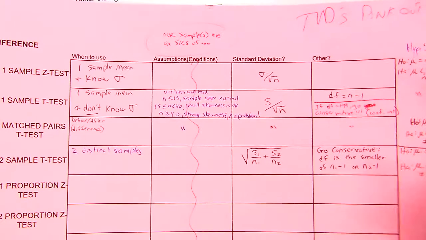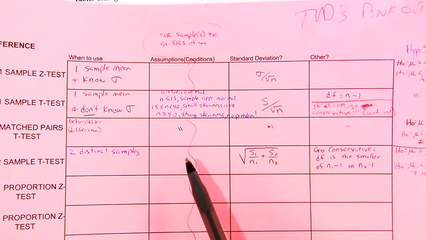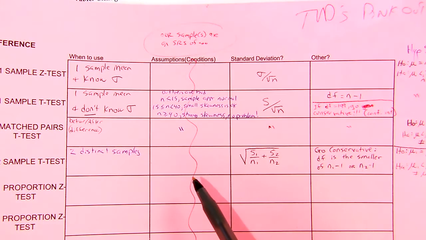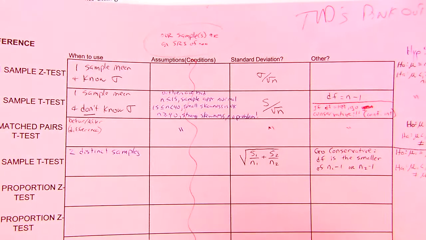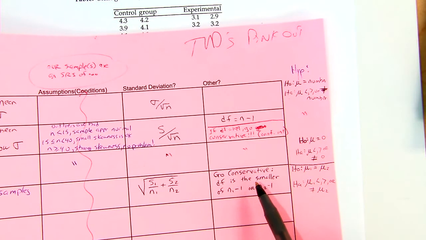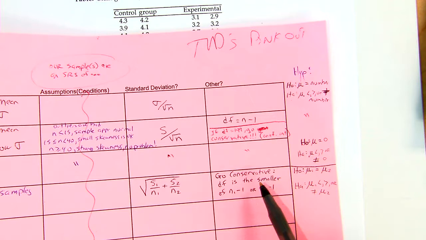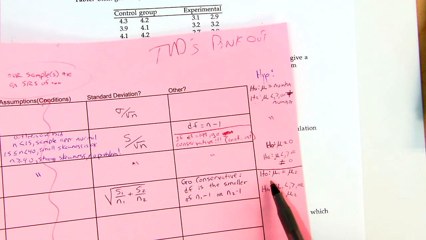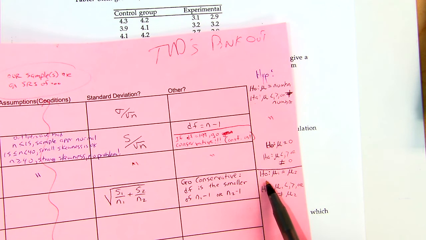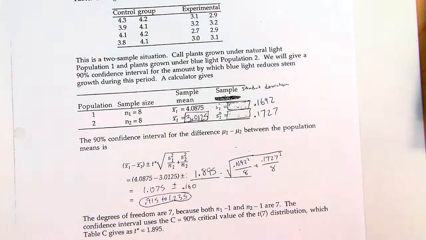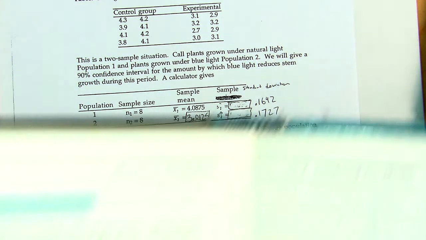Two distinct samples. We'll talk more about our conditions, but both of our samples need to be SRSs of the population of plants for the problem we're talking about. Standard deviation formula, go conservative in room 215, at least with degrees of freedom. I'm going to show you a significance test out of the book now in just a second. Here is our null hypothesis. Here is our alternate hypothesis. Fourth verse, same as the first.